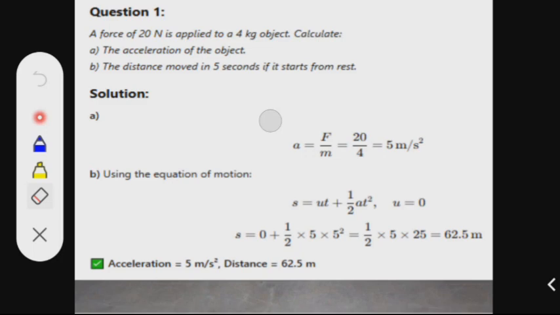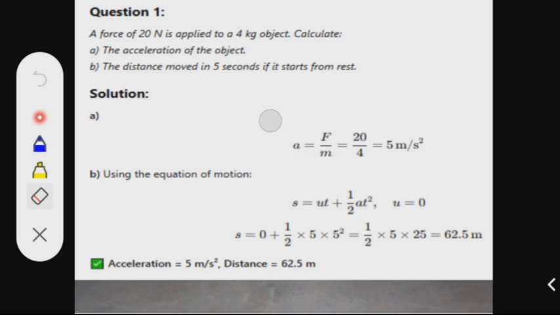So now this question, they're asking us: the force of 20 Newton is applied to a 4 kilogram object. Calculate the acceleration. Also calculate the distance moved in 5 seconds if it starts from rest. If you were in our last class last week, you'll be able to know that when you hear at rest, you should draw your mind to the equations of motion. When you start hearing at rest, your mind should start revolving around the equations of motion.